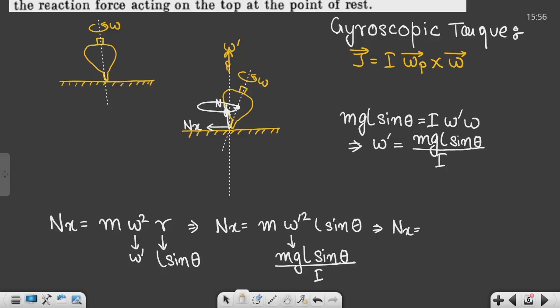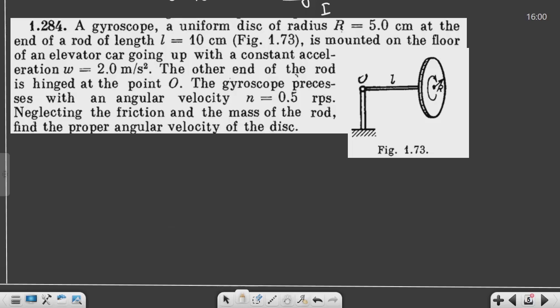Nx is equal to m squared gl square. Whatever the values, just put the values and find out the answer. I'm not spoon feeding you the answer. So this is a straight up question from gyroscopic acceleration, so gyroscopic torque.